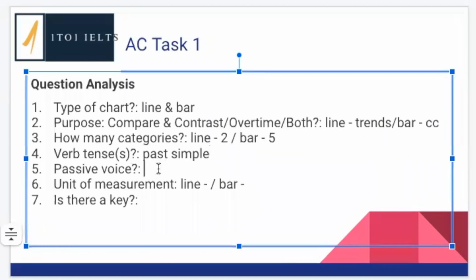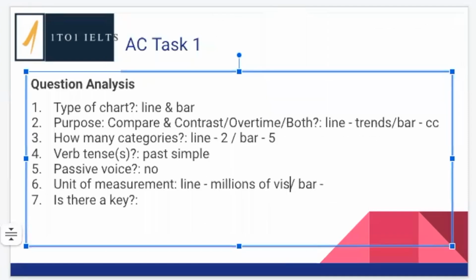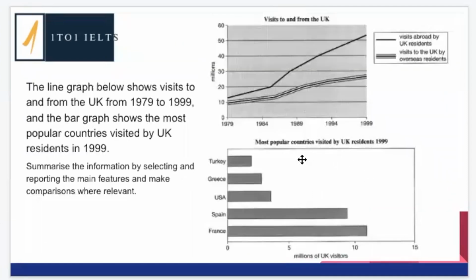Do we need a passive voice in line graphs or bar graphs? No. Units of measurement. So we've got visits to and from the UK. So millions of what? People or visits. If it says visits, we do not talk about visitors. So here, if we look in our key, it says visits. For the bar graph, oh, this is different. This one does say visitors. So here we can actually talk about the people and their UK visitors.